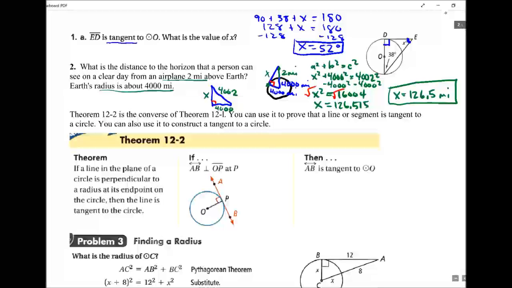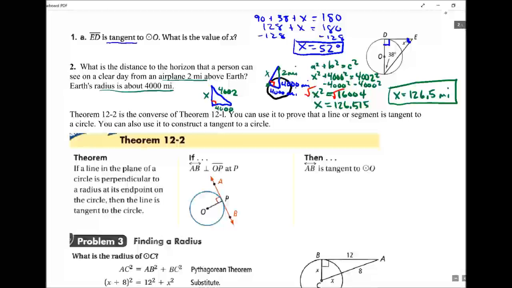Well, we simply have a right triangle, so we draw that out, and we label all of our parts. And our hypotenuse here is the radius of the Earth plus the 2 miles that we're above the Earth, and we use the Pythagorean theorem. And x turns out to be 126.515, so you can see about 126.5 miles.